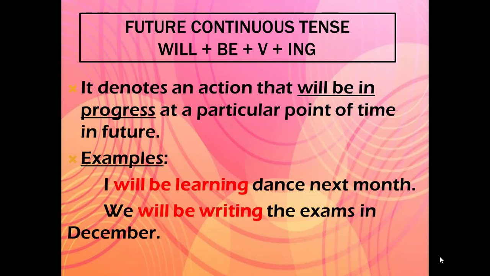Okay. Some examples, I will be learning dance next month. So here the verb is will be learning. Okay. Will plus be plus verb plus ing. We will be writing the exams in December. So the action will be a continuous one. Okay. So will plus be plus write plus ing.